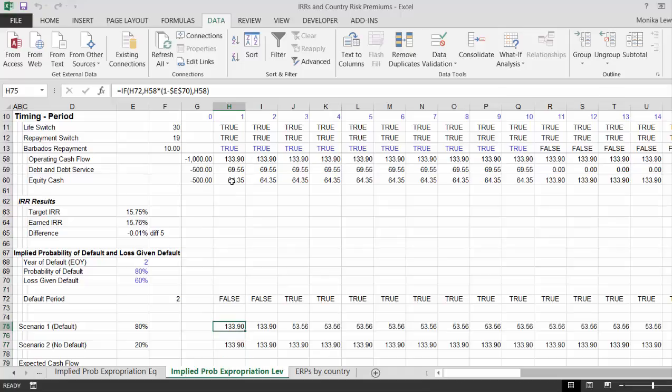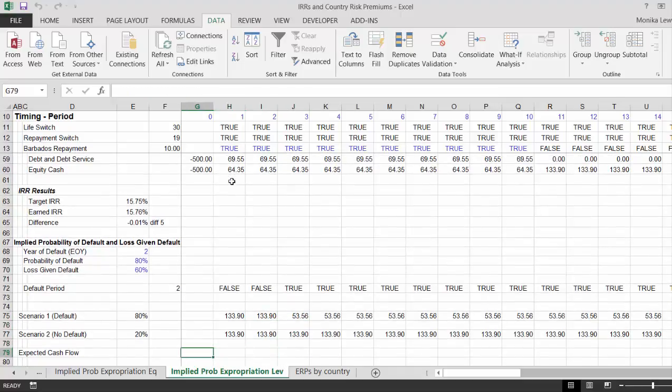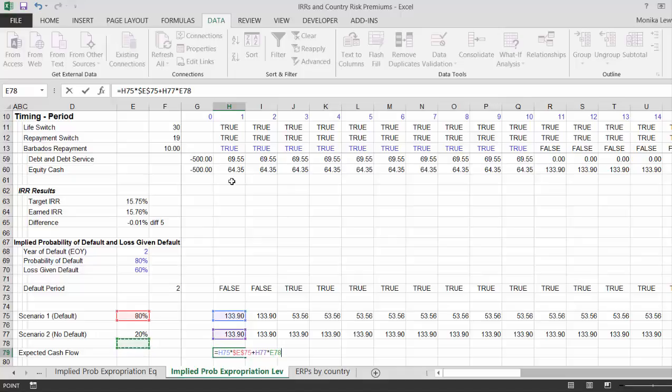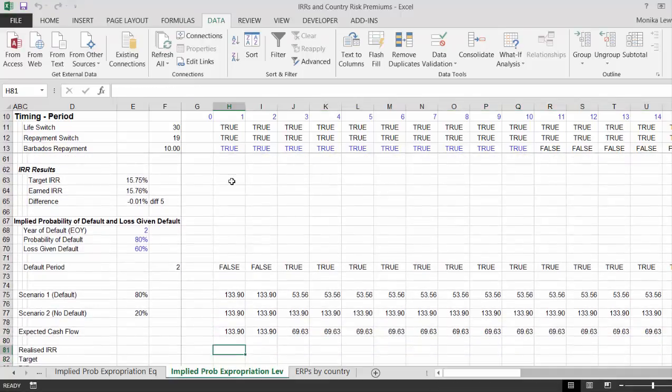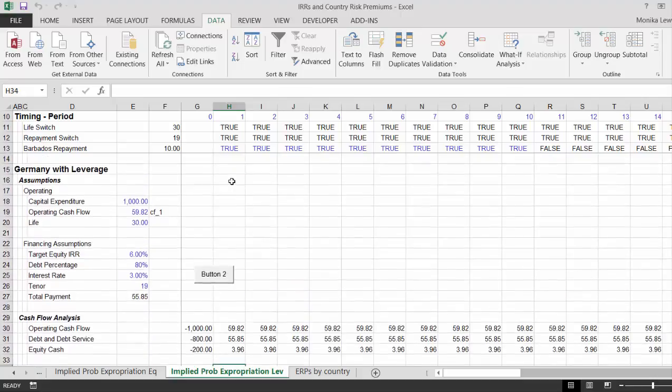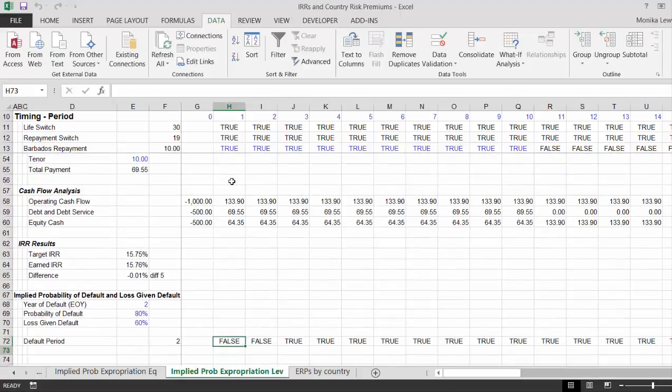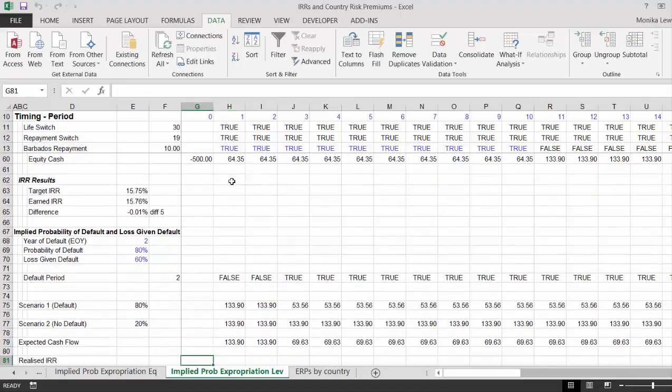Just control R. And what happened is right after the default, now it went way down because of the default. And then we just multiply this by the 80% plus this times the 20%. That's kind of like a little decision tree, what it's supposed to look like. And that's our expected cash flow. And that expected cash flow is still higher than German cash flow, so we've actually still earned a better IRR. So we can put IRR.